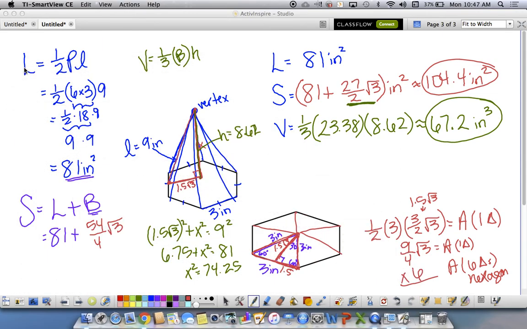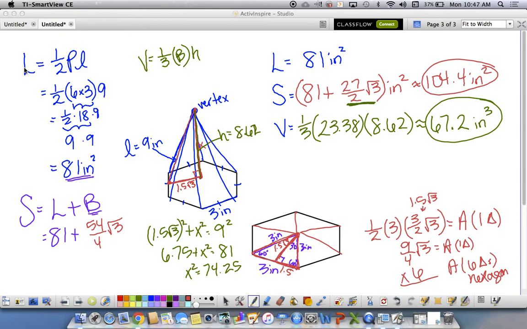All right, we found the lateral area, the surface area, and the volume of this one shape. Don't forget hexagons, how we can find those. Okay? And then we're done. That is pretty much it.